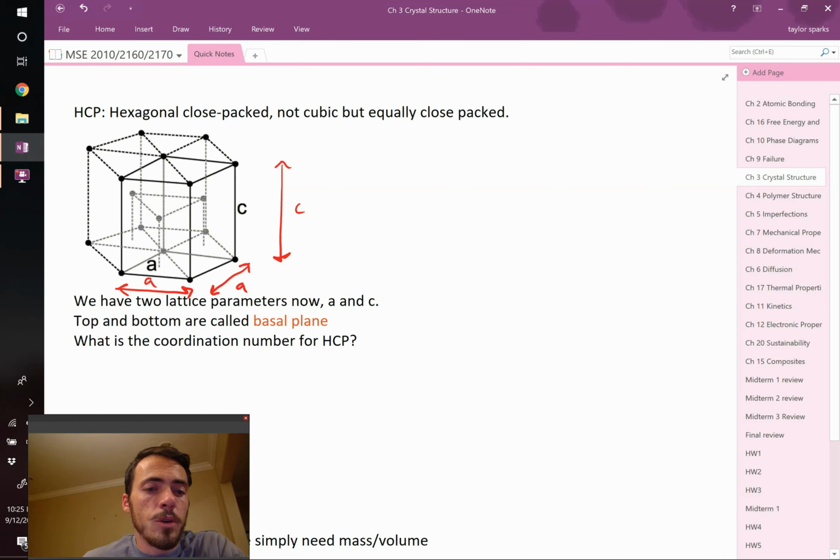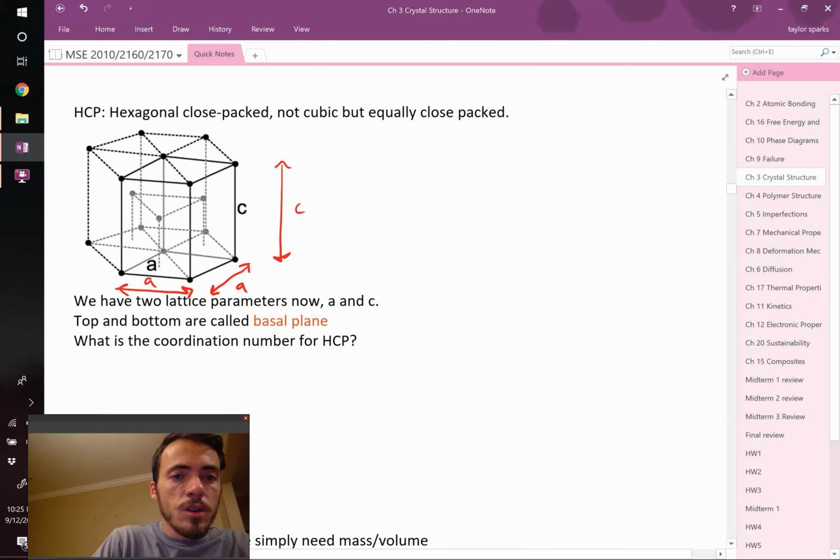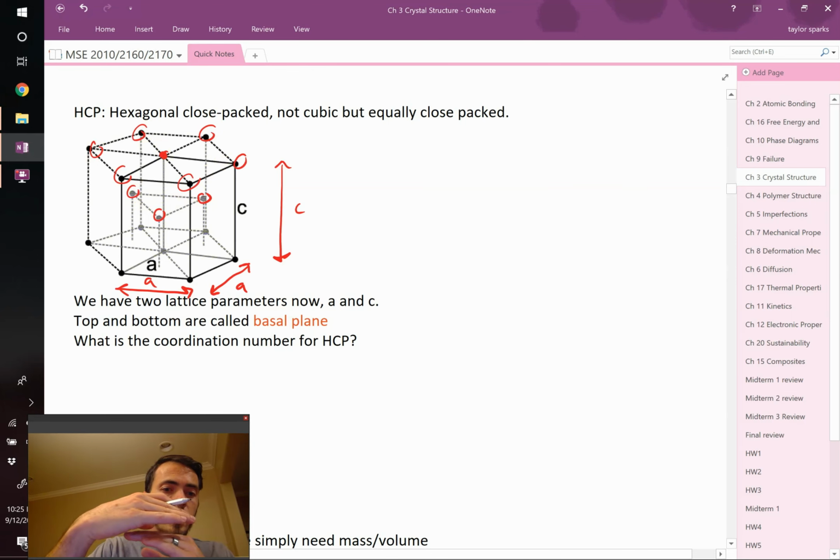Okay, hopefully you had a chance to look at this. Let's just draw an atom. How about this one in the middle? Clearly it's equally close to 1, 2, 3, 4, 5, 6 along the basal plane. But these are also atoms, right? This one, that one, that one. And then there would be 3 in the next unit cell above it as well. So there's 6 in plane, 3 below, and 3 above.